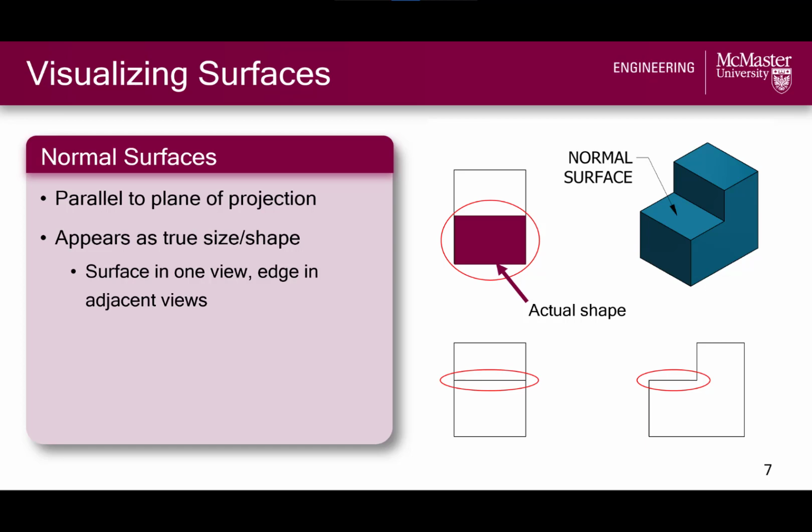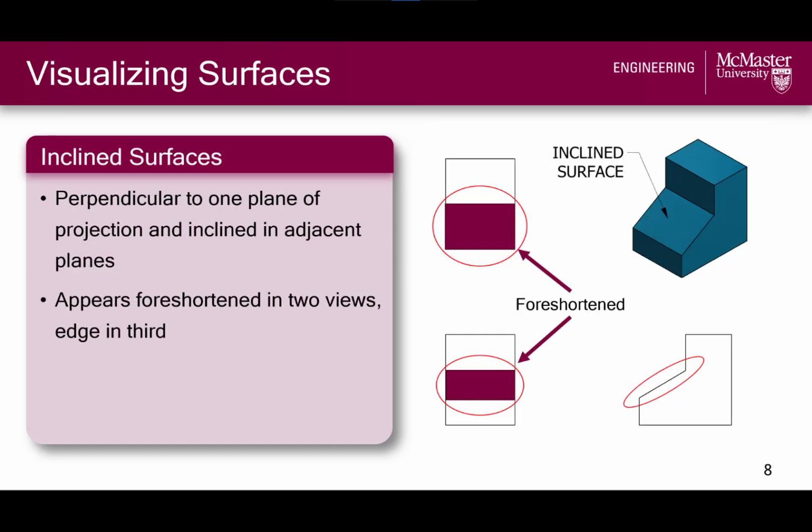Normal surfaces, to start, are parallel to one of the planes of projections in a multiview and normal to all the rest, hence their name. As shown by the example on the slide, a normal surface appears as its actual size and shape in one view, which happens to be the top view in this case, and as an edge in the rest. All of the surfaces that we can see in this object are normal surfaces. But if we modify the object slightly to make one of the top surfaces slanted, as done here, we wind up with an inclined surface.